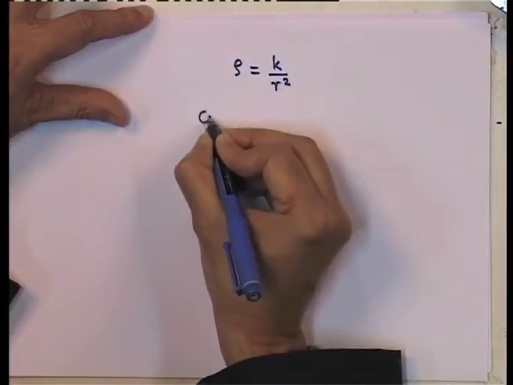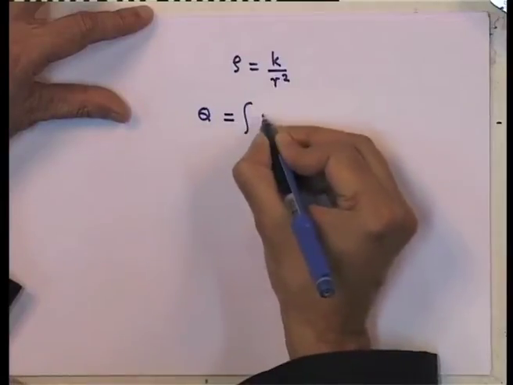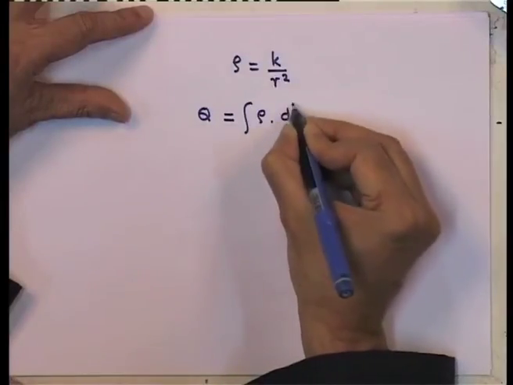So, how much is the total charge? The total charge then is the integral of rho dq bar.